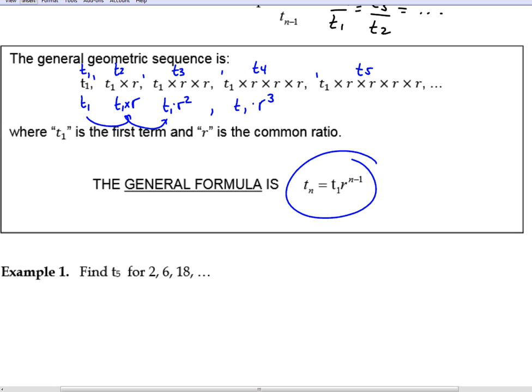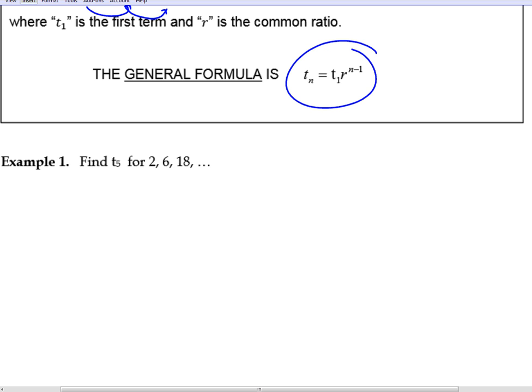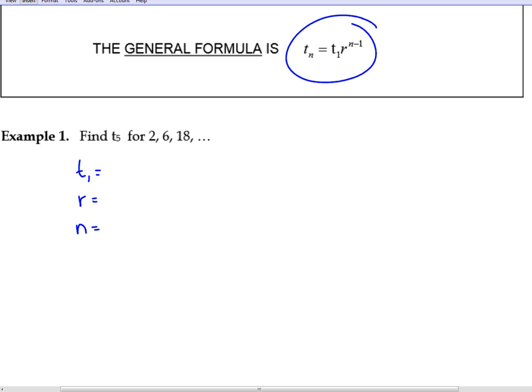So, let's just start finding T5, okay, for this geometric sequence. So we need three things in our formula: term 1, r, and n. So what's the first term? 2. Common ratio. 6 divided by 2 is 3. 18 divided by 6 is 3. And n, 5.